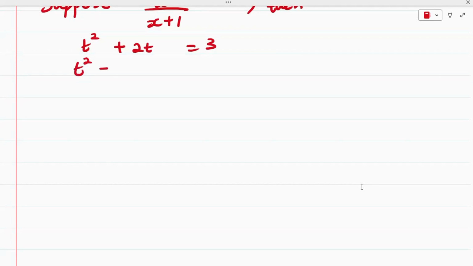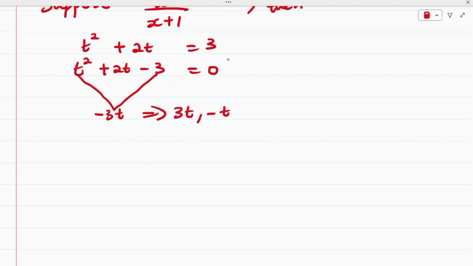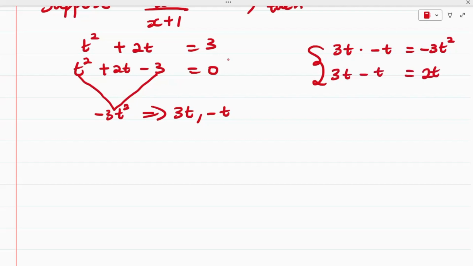We have this to be t² plus 2t minus 3 is equal to 0. So at this point we want to simply factorize. So we take the first and the last. If you multiply them, we have minus 3t². So you think of numbers that when you multiply them will give us minus 3t² and when you add them it's going to give us plus 2t. So we have those numbers to be 3t and negative t, and this implies that 3t multiplied by negative t will give us minus 3t², and 3t minus t is equal to 2t. So that is it.